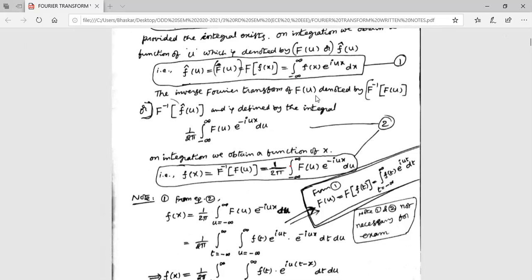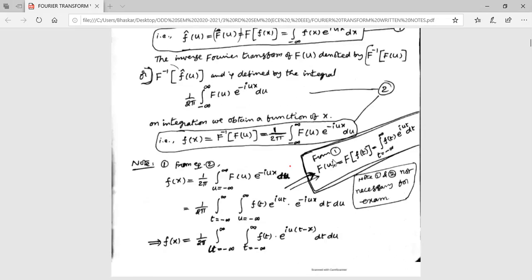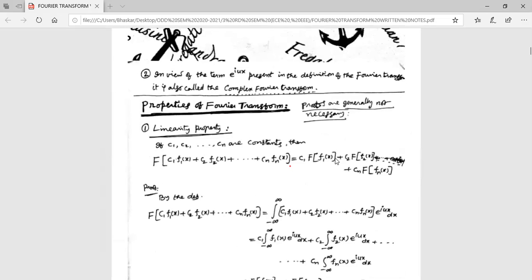The inverse Fourier transform for the function F of u is defined as f of x equals 1 by 2 pi times the integral from minus infinity to plus infinity of F of u e power minus iux du. You see that the Fourier transform of the function f of x gives F of u, and the inverse transform gives back the same thing, f of x.